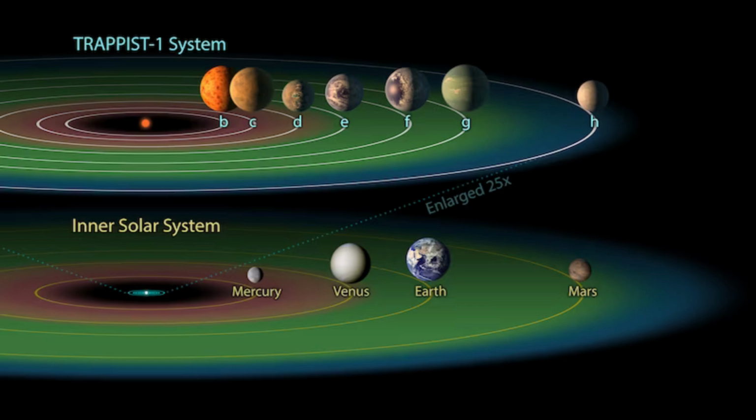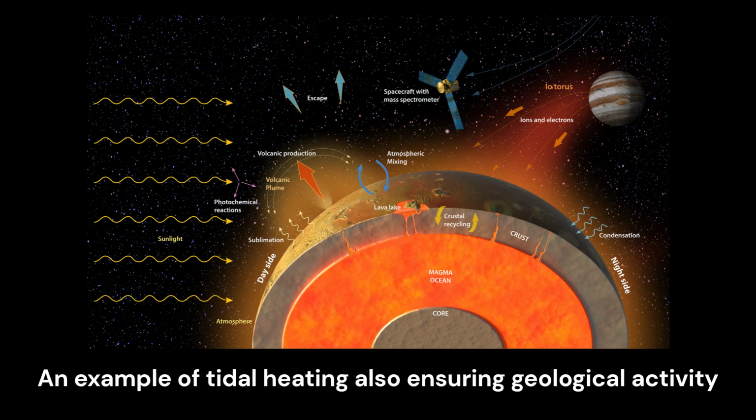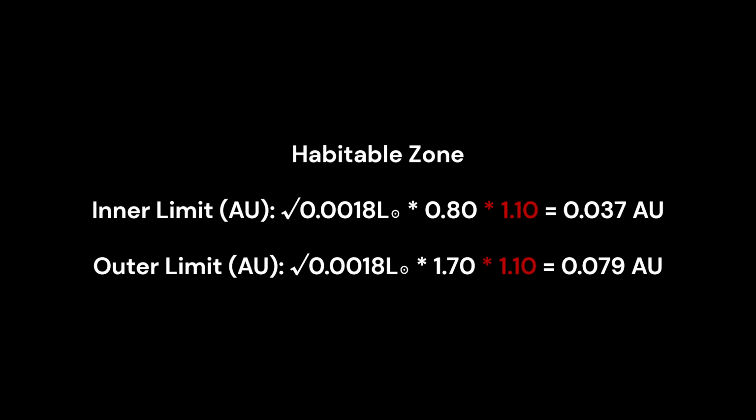However, since red dwarfs are very dim and their habitable zones tend to be very close to the star, tidal heating from the star might actually play an important role in heating up the planets. Unlike in the solar system, where tidal heating between the Earth and the Sun is essentially negligible, in this system, tidal heating from the star could very well push the inner and outer boundaries of the habitable zone outward by about 10%.